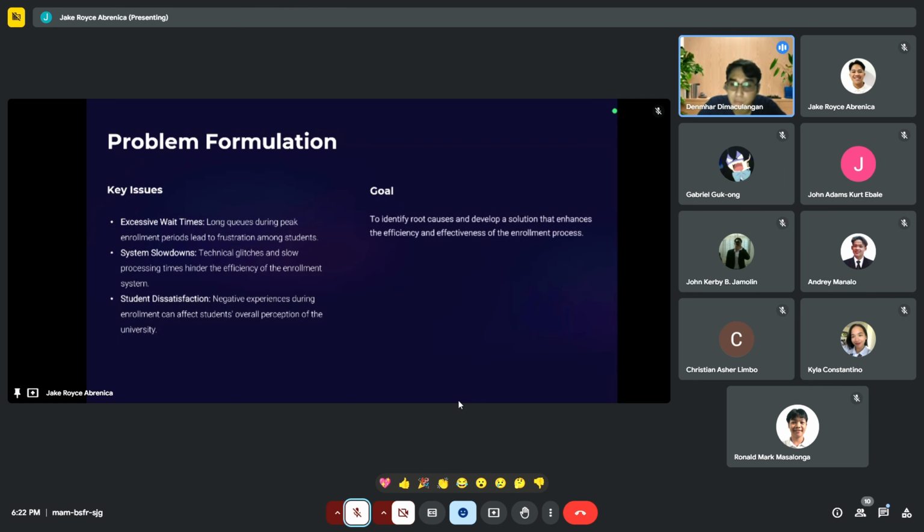Negative experiences during enrollment can shape students' perception of the university, influencing their decision to stay or recommend the institution to other students. And now let's move on to the next topic, setting objectives and overall project plan, discussed by Andrey.